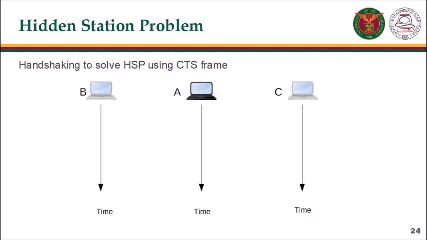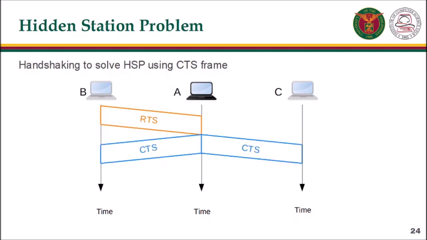The solution to the hidden station problem is the use of handshake frames. Here we show the RTS message from B reaches A, but not C. However, because both B and C are within the range of A, the CTS message, which contains the duration of data transmission from B to A, reaches C. Station C knows that some hidden station is using the channel and refrains from transmitting until the duration is over.